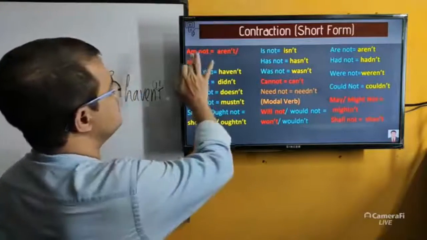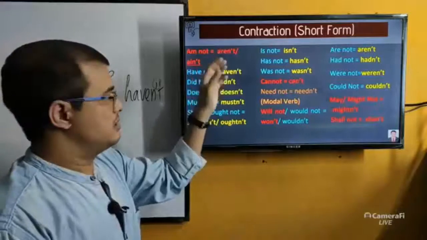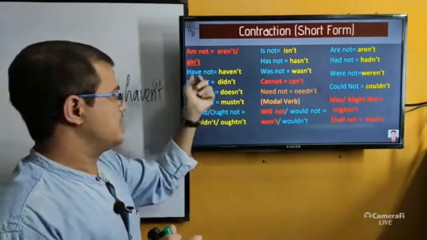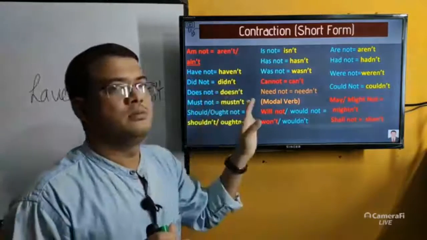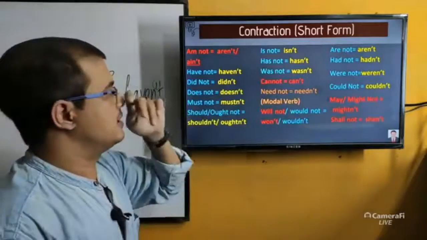Here we can see am not, it should be aren't or ain't. You can use either of these. Haven't, have not, haven't, did not, didn't, does not, doesn't. I just don't want to read it out. You can have it in your book, you will get it.